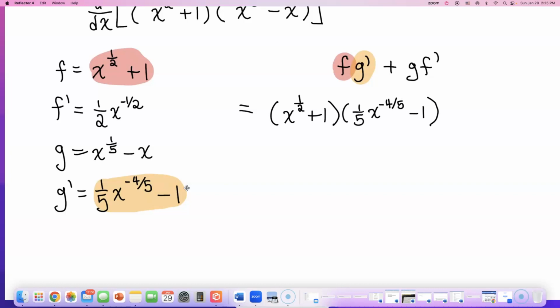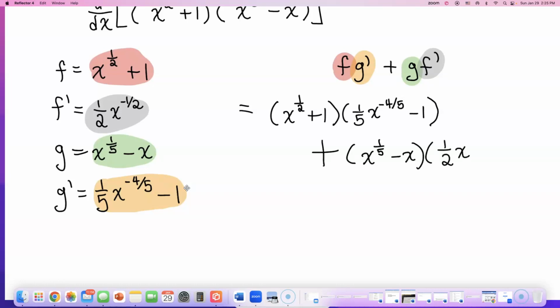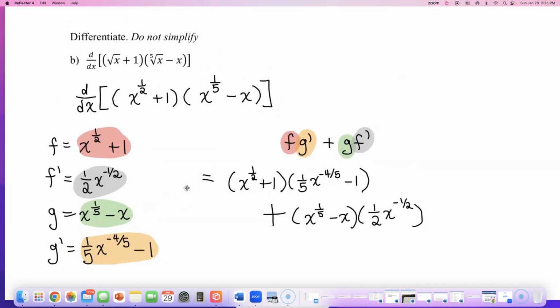Let me go to the next line. Plus, what's next? g. Where's g? Oh, right here. I'm going to write that green piece: x to the 1/5 minus x. And I'm multiplying this by f prime, which is half x to the negative 1/2 power. And that's it. That is the derivative. Not simplified, because they said do not simplify.